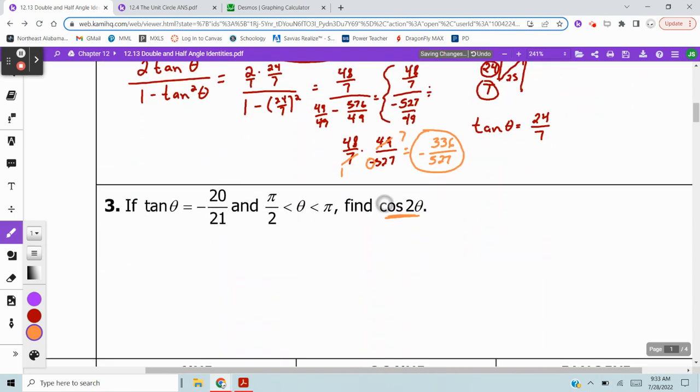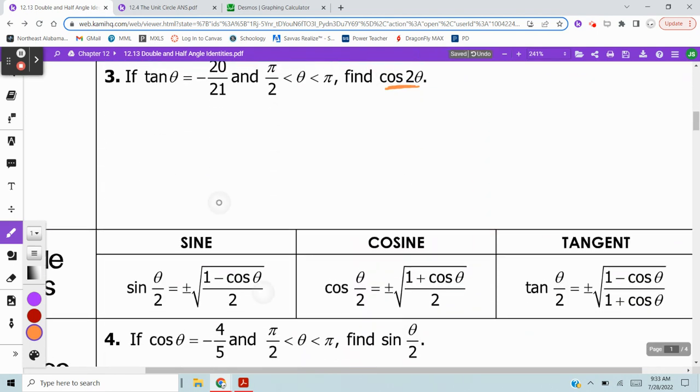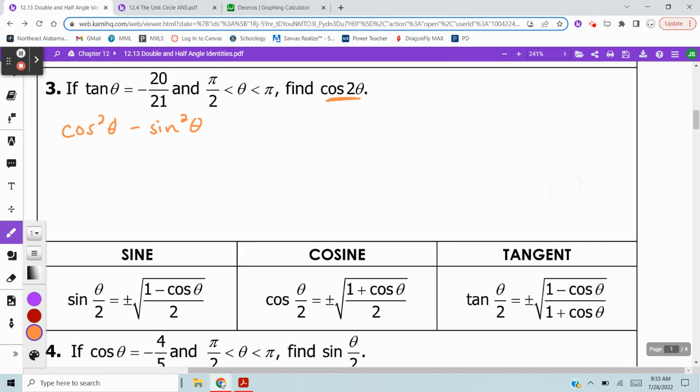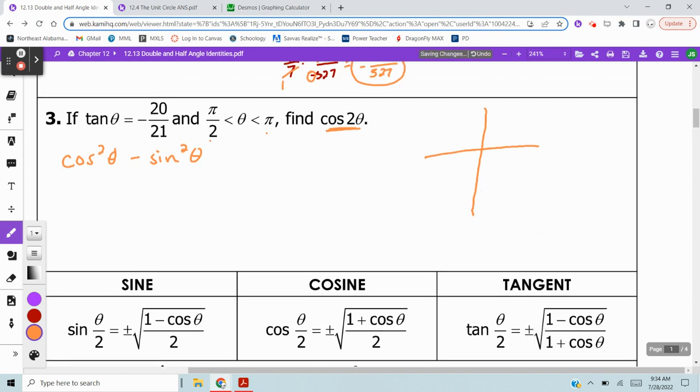We'll do cosine of 2 theta is equal to cosine squared theta, or the cosine of theta all squared, minus sine squared theta. That's probably the easiest one to remember out of the 3 because it looks a lot like one of your Pythagorean identities. So we're given the tangent of theta. We're given that the tangent of theta is negative 20 over 21 and that we are between 90 and 180. We're in the second quadrant.